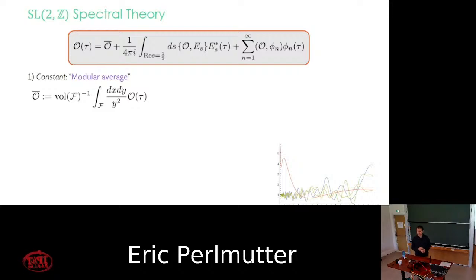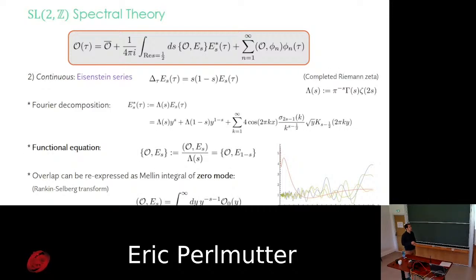And remember that even though it's a non-compact space, it has finite volume, because of the Poincaré metric, something like pi over 3. Good. So the second piece is the continuous piece. The Eisenstein series is an eigenfunction of the Laplacian with eigenvalue s(1 minus s), in my convention. Here we're taking s to be a half plus it, so this is bounded below by a quarter.